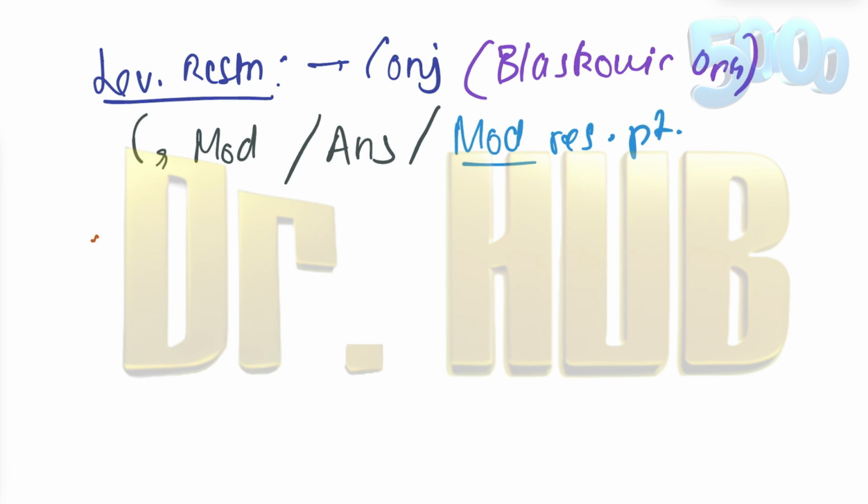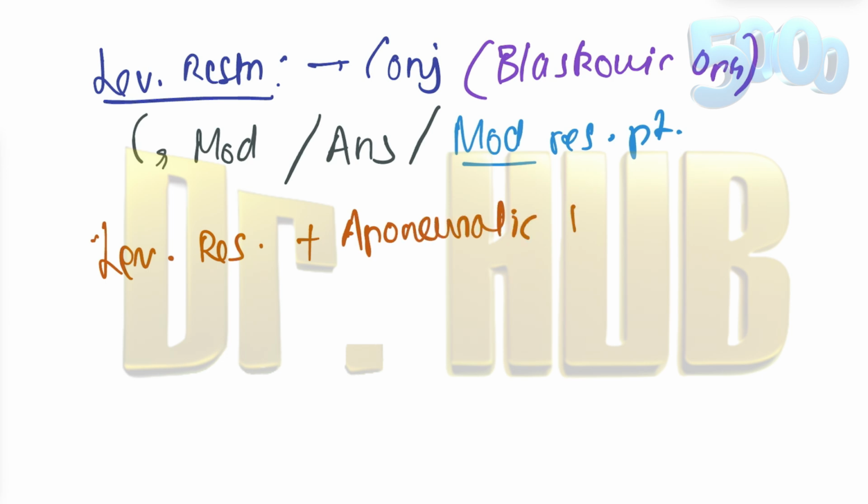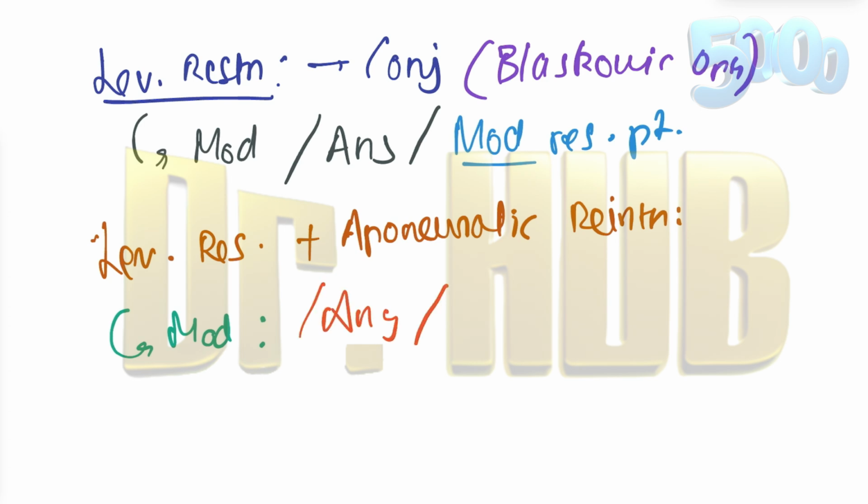Then we move on to the levator resection with aponeurotic reinsertion. Here the requisite levator action is going to be moderate, and the amount of ptosis that can be treated is going to be any. And what is the indication? The indication is acquired ptosis.